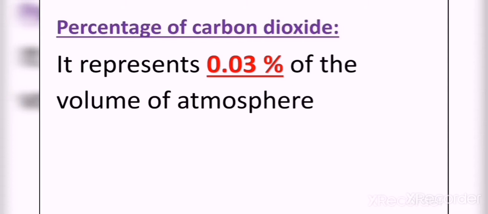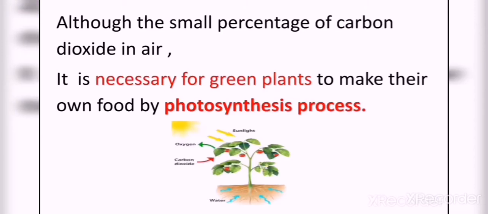But the percentage of the carbon dioxide gas is only 0.03% from the volume of the atmosphere, or from the volume of the atmospheric air. This percentage is very small, but although the percentage of the carbon dioxide gas in the air is small, it's very important for the green plants.